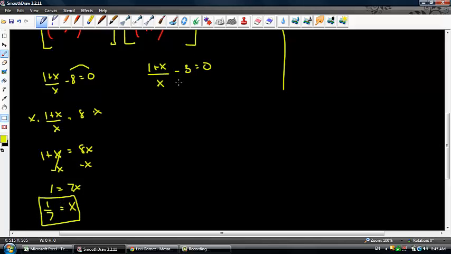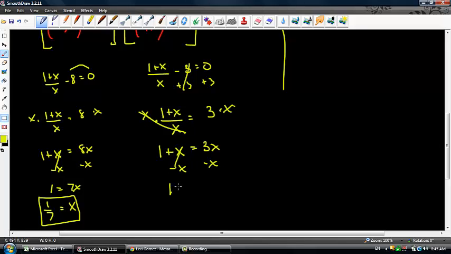I apologize if that was a little bit fast. Maybe I'll go through the second one a little slower. I'll add 3. I get 1 plus x over x equals 3. I'm going to multiply both sides by x. I get 1 plus x equals 3x. And now I subtract x from both sides. 1 equals 2x. Divide both sides by 2. x equals 1/2.